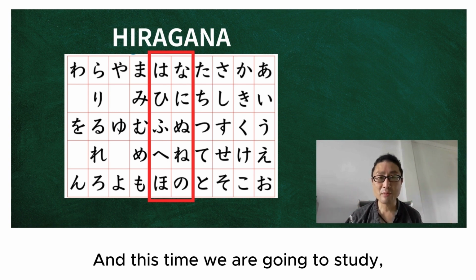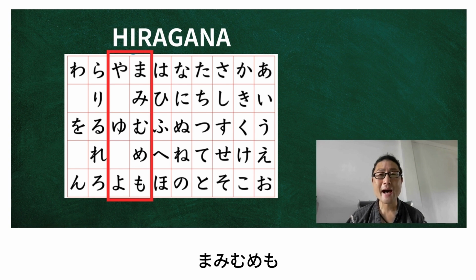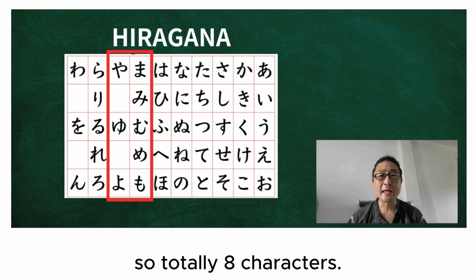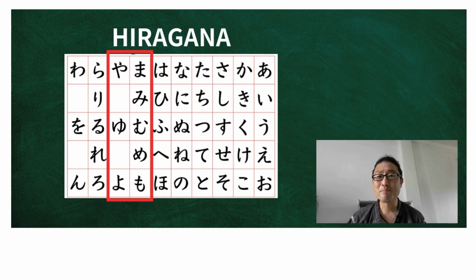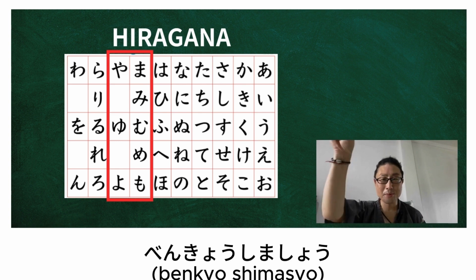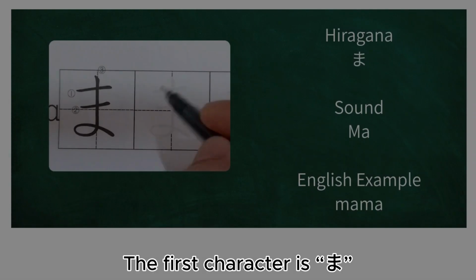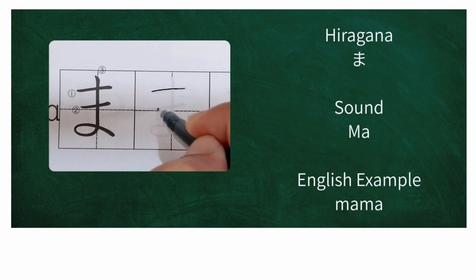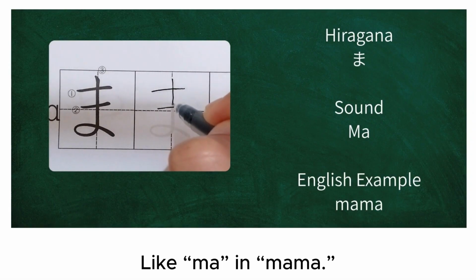And then this time we are going to study まみむめも、えん、やゆよ. So totally 8 characters. Let's get started. 勉強しましょう。 The first character is ma, like ma in mama.